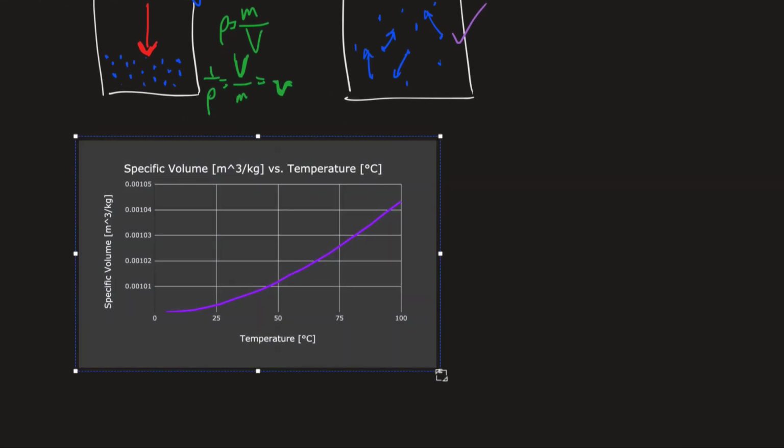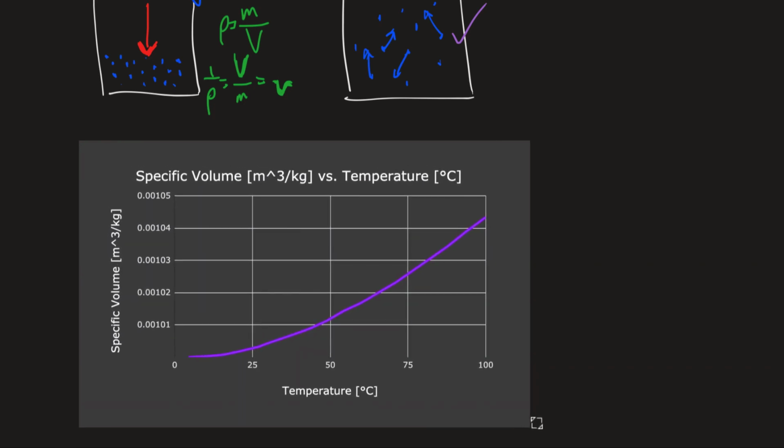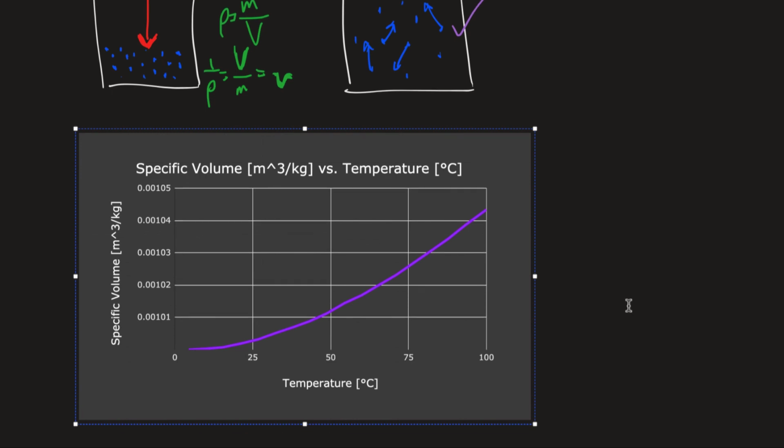It graphs specific volume versus temperature. So the specific volume of water still depends on temperature, but not necessarily on pressure as much, which I think is pretty neat.